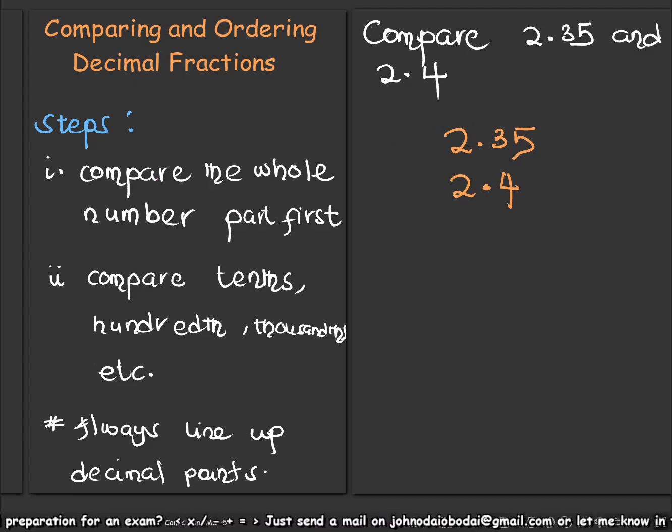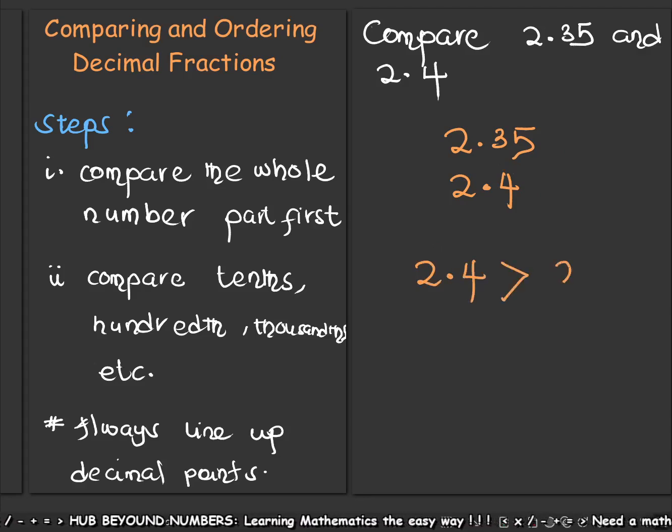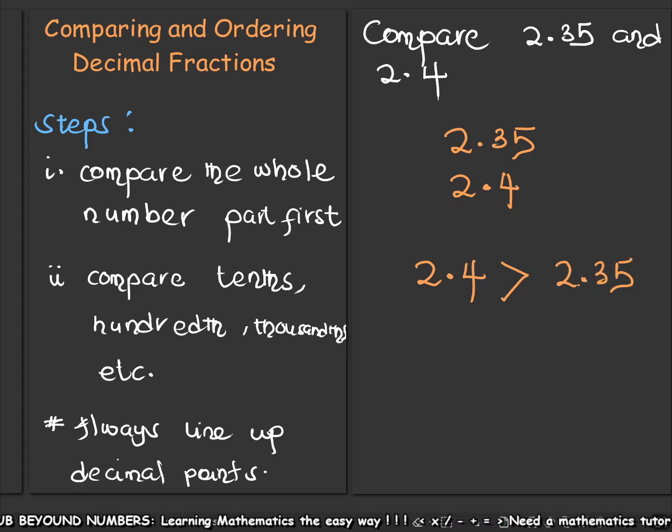Now we go to the tenths. Because we have been able to align the decimal points, we have the tenths also aligned. If you look at the tenths, this has 4 tenths, but this has just 3 tenths. Which do you think is bigger? 4 is bigger than 3. Hence, this decimal here is bigger than this. So we can say 2.4 is greater than 2.35. So this becomes our comparison over here, and it's very, very simple.